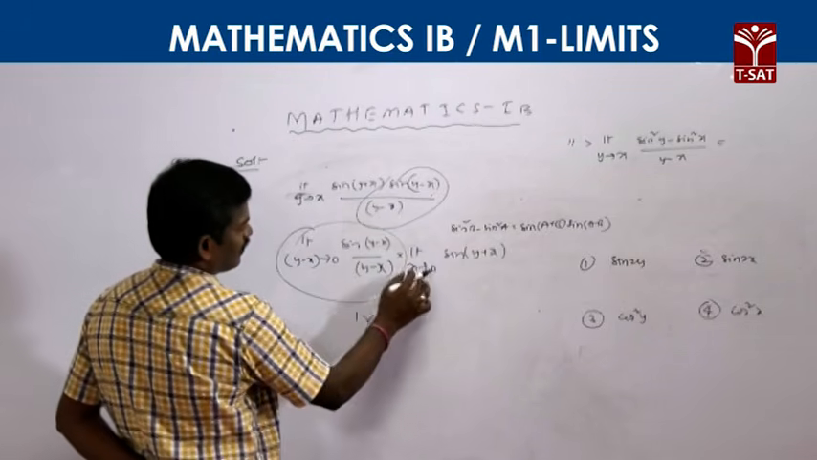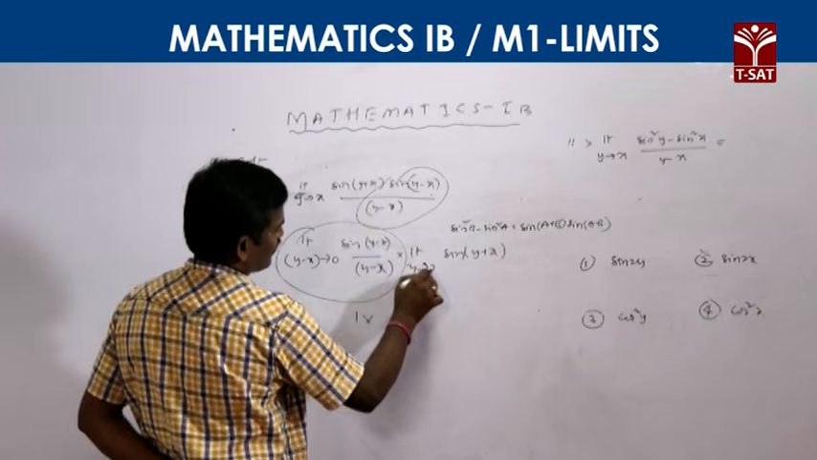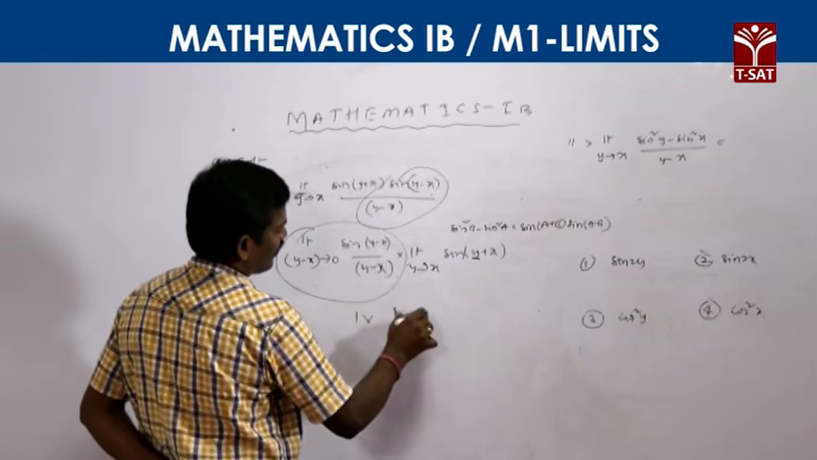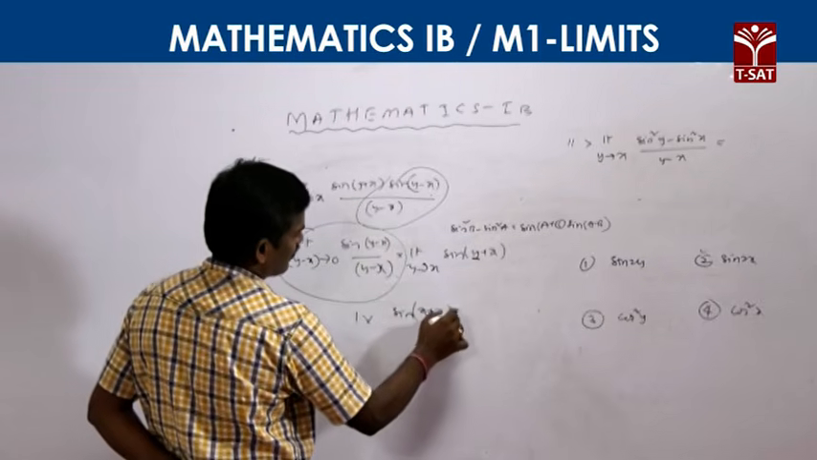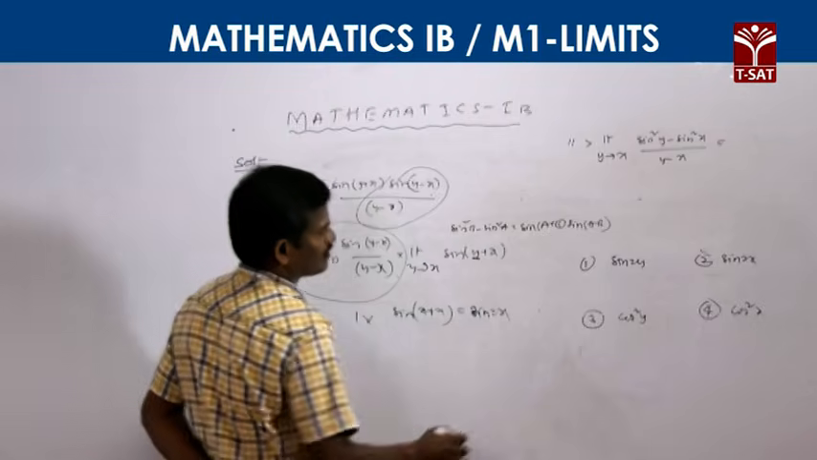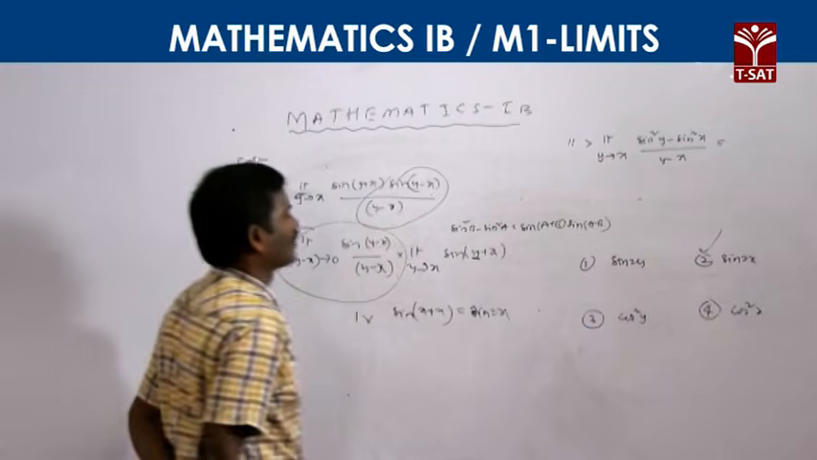Limit y tends to x is nothing but what? In place of y, substitute x. So sine of x plus x, that answer is what? Sine 2x. Sine 2x is the answer. So the second option is correct.